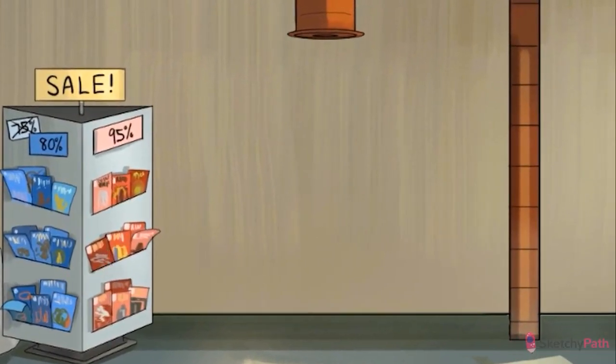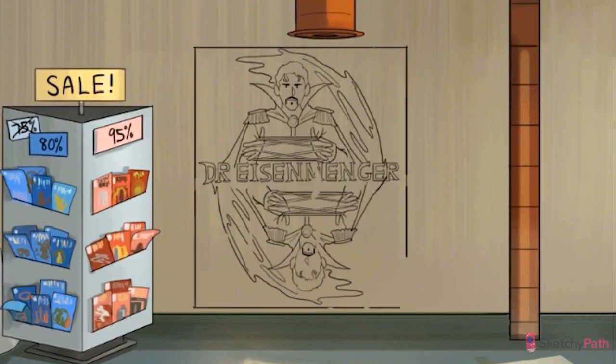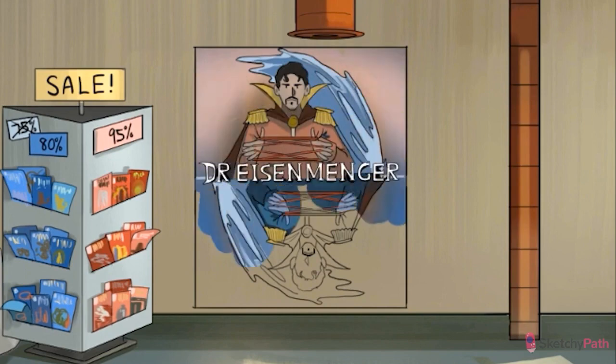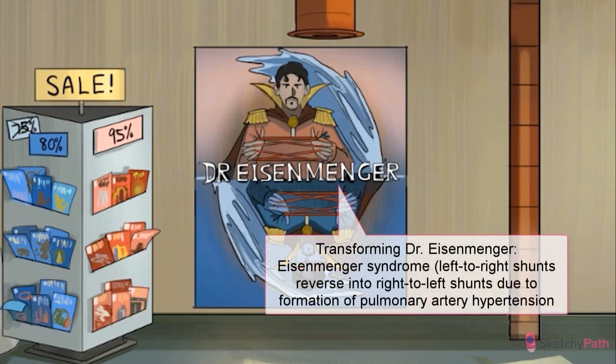All right, remember, right to left shunts are your blue babies. These defects will be covered in the next video. Newborns with left to right shunts, on the other hand, are usually acyanotic at birth. So, pink babies. They don't always stay that way, though. In adolescence, these left to right shunts can reverse and become right to left shunts.